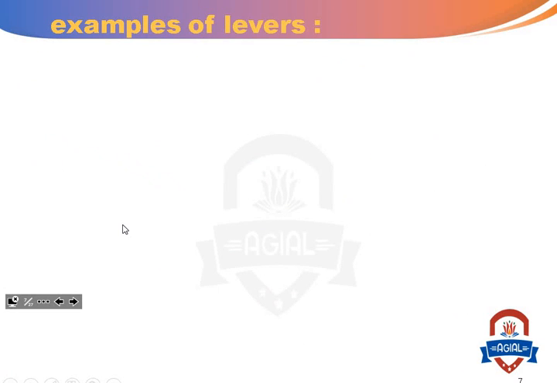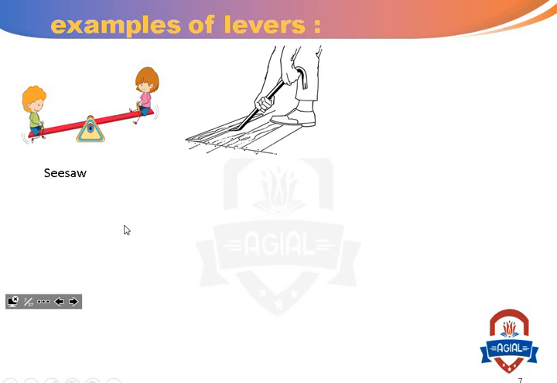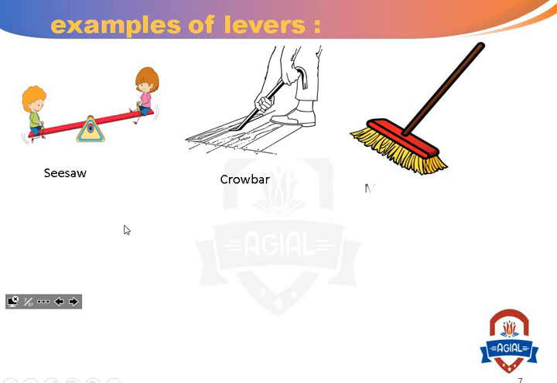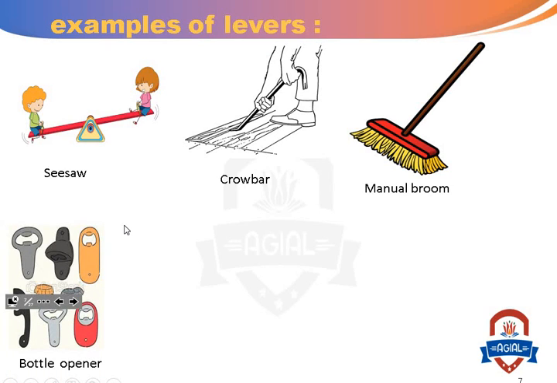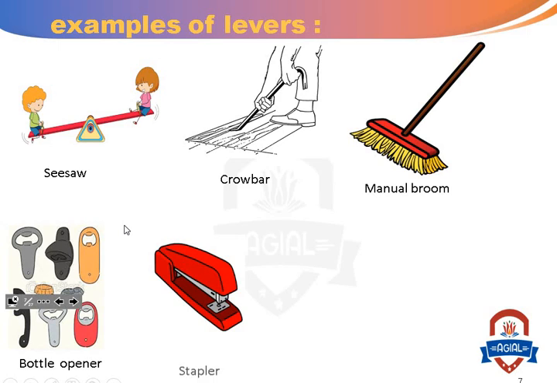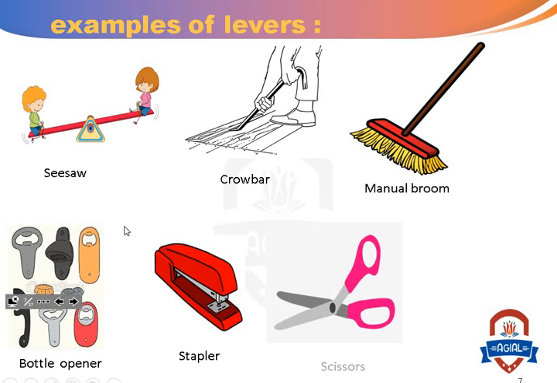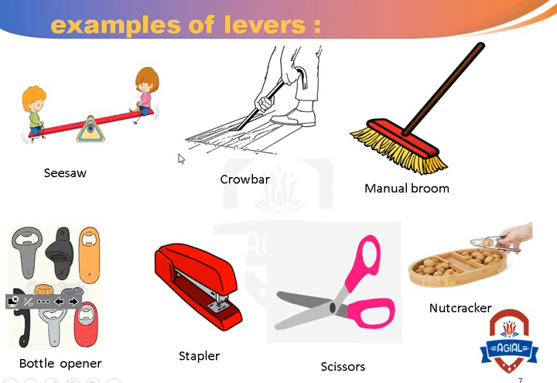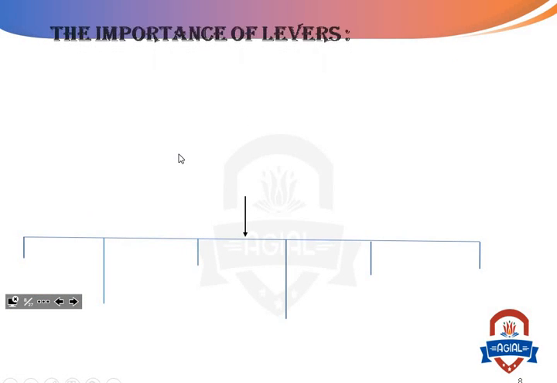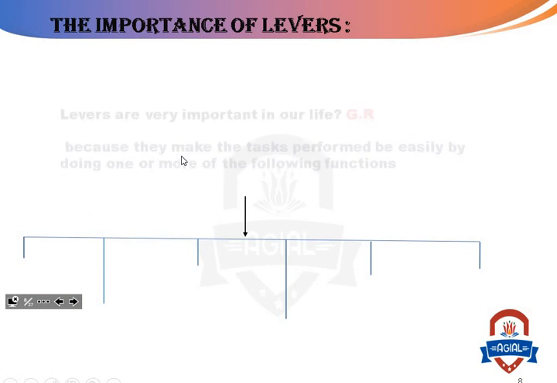Examples of levers: seesaw, crowbar, manual broom, bottle opener, stapler, scissors. So there are some examples of levers. And nutcracker.